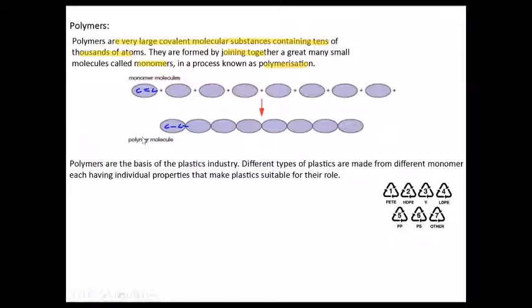Polymers are basically large covalent molecules, and they contain tens to thousands of atoms. They're formed by adding together these small molecules, the monomers, and the entire process is called polymerization. This is the British spelling; the American spelling is with a Z instead of an S. So don't be confused between those two. They're pretty much the same thing.